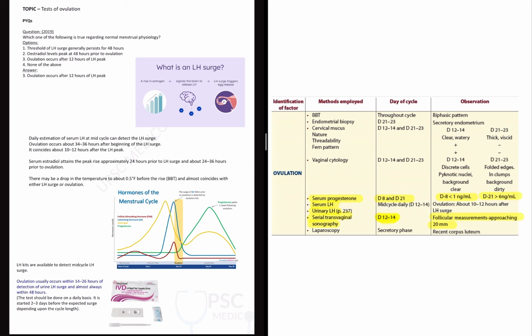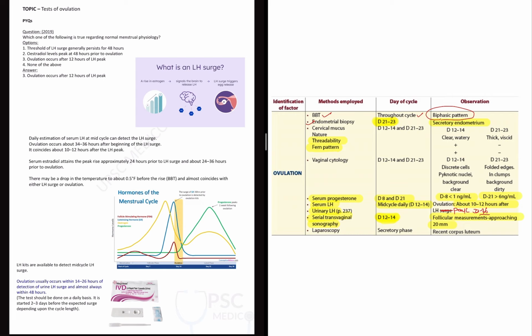Similarly, serum LH, we measure mid-cycle daily to check for the LH surge, and LH peak occurs about 10 to 12 hours. Actually, it should be LH peak. LH surge means it is 32 to 36 hours, right? So you know this. Urinary LH is also the same. Now BBT, you know, is measured throughout the cycle and there is a biphasic pattern. Endometrial biopsy, I told you, should be done on days 21 to 23, and we check for secretory endometrium. And cervical mucus, I told you there are different properties, that is threadability and fern pattern.